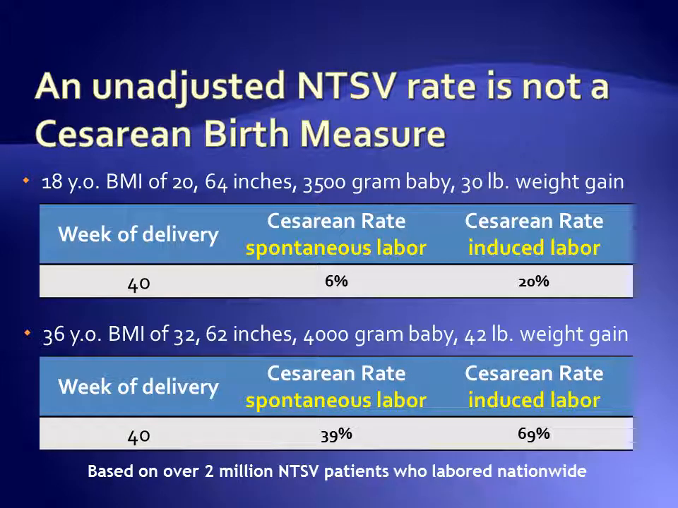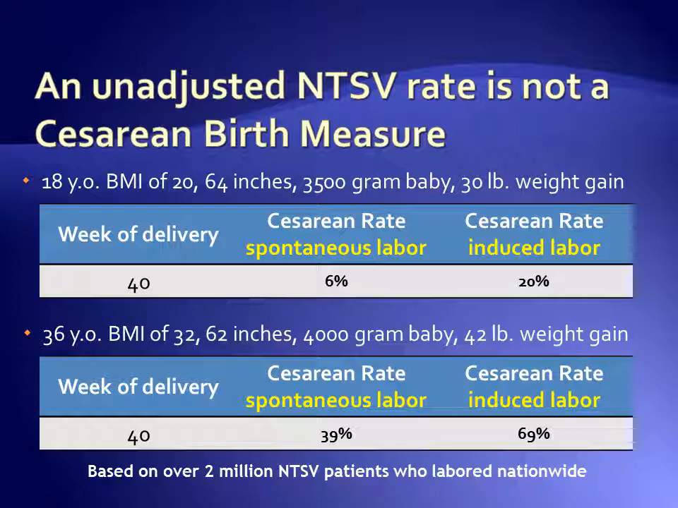Looking at these 7 patient characteristics reveals that the cesarean birth rate for a typical 36-year-old that is being induced is more than 10 times higher than that of a typical 18-year-old who arrives to the hospital in spontaneous labor. More than 10 times higher. There is nothing low risk about our 36-year-old patients who are included in the NTSV cesarean birth rate.